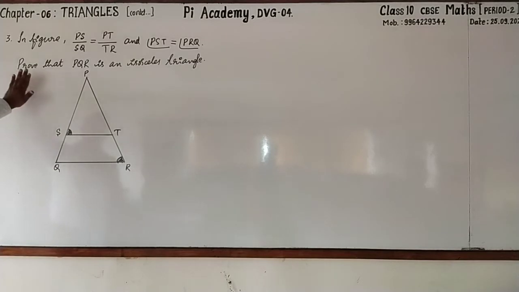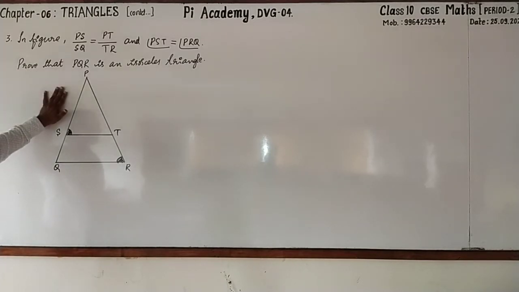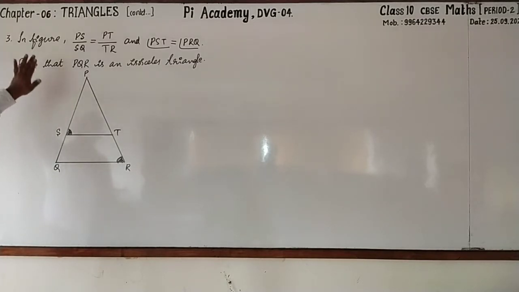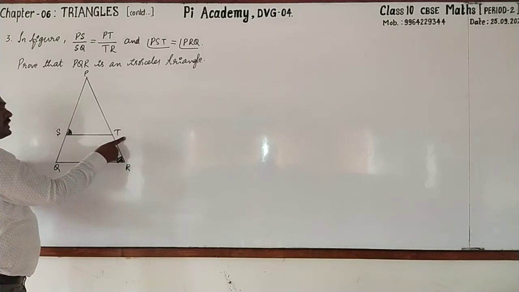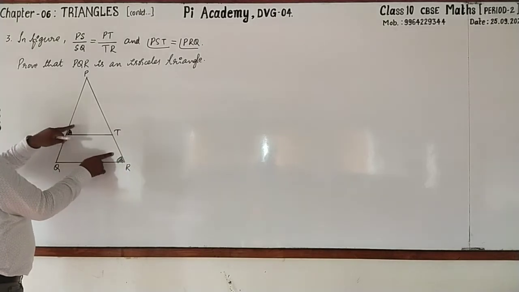Yes, students, please go through this third one. No doubt it is a simple one. The statement is like this. In this figure, here they are given the triangle PQR and ST is a line, and we have got two equal angles.